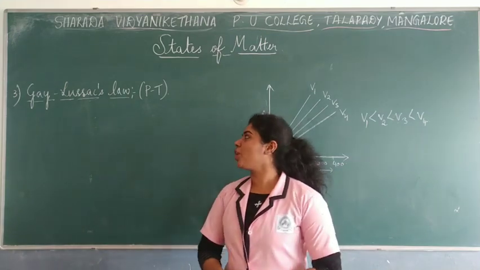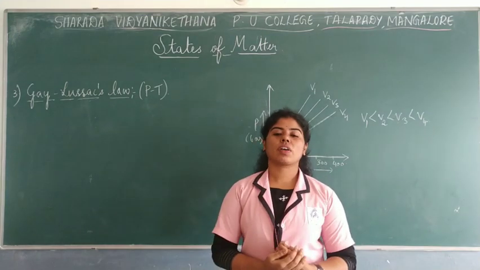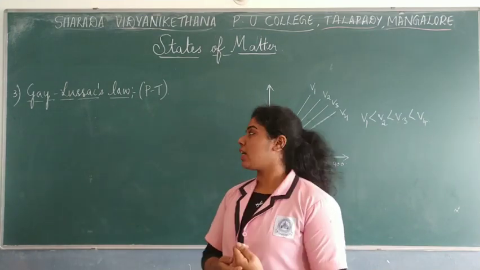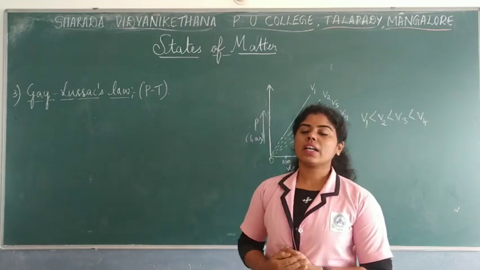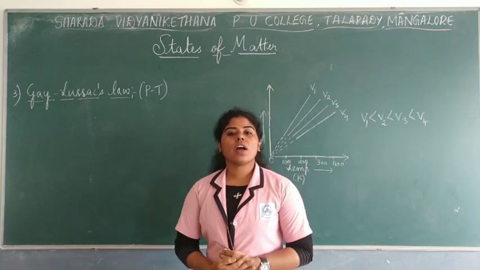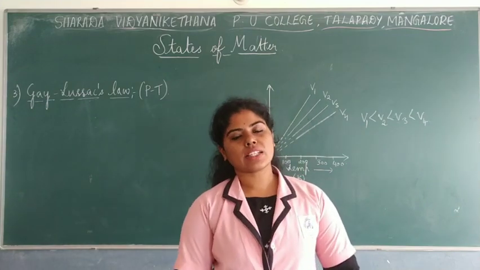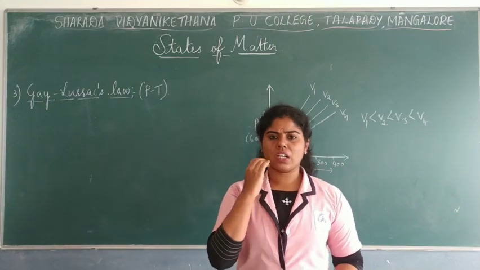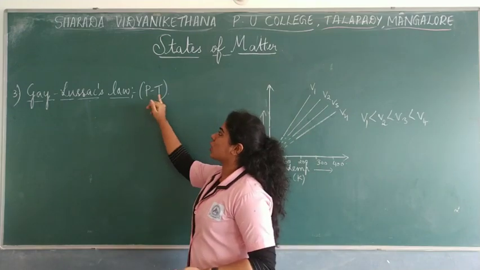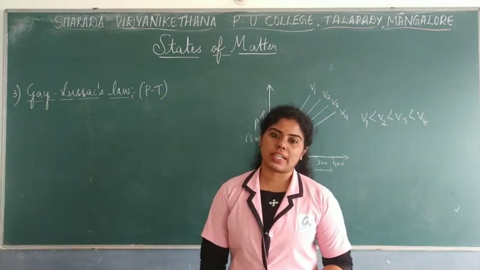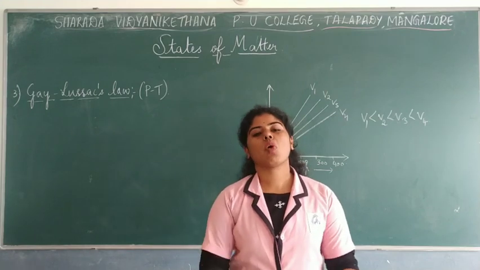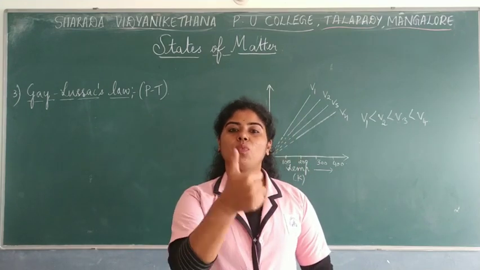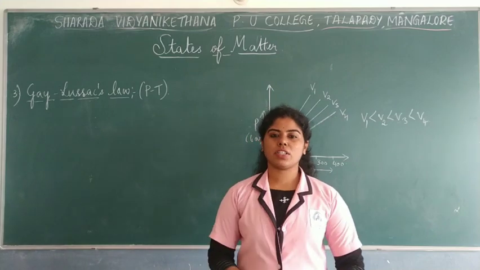So next we move on to the third law, given by a scientist, that is Gay-Lussac's law. This particular law is obtained from Charles' law as well as Boyle's law, and it gives the pressure and temperature relationship. Now pressure and temperature are being varied, and what remains constant over here? Volume remains constant and mass remains constant.